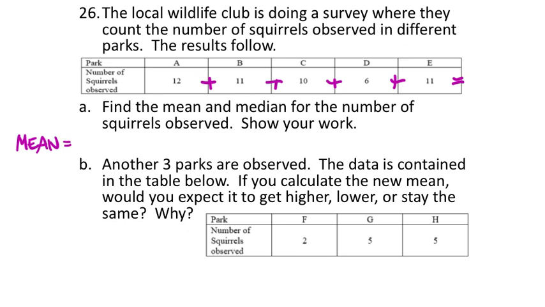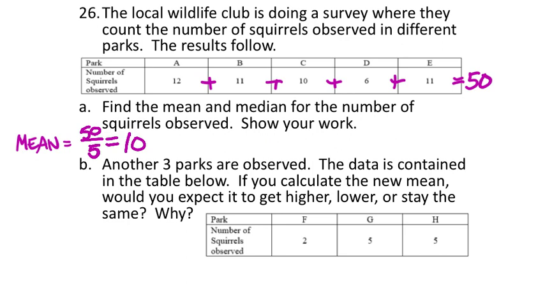So 12 plus 11, 23, 33, 39, 40, 50. Oh, that's nice. Came out very nice. It's a sum of 50, I guess squirrels. So the mean will be 50, that's the sum, divided by the 5 values we've seen, which would give us a mean of 10.